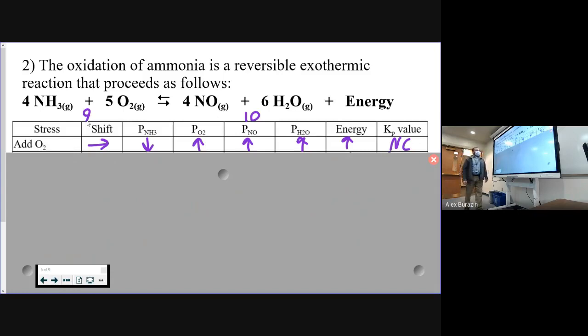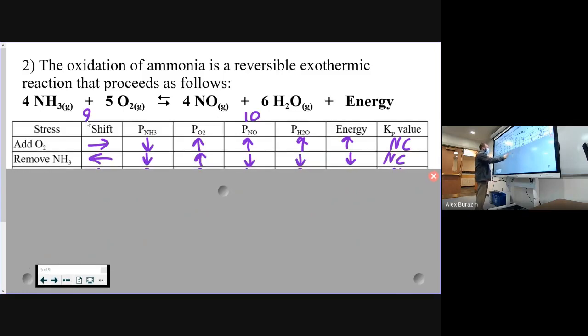Okay. First one, oxygen goes up, we shift to the right. That's the first number I put in. That's the second arrow I put in. All the other ones change based off of that. Questions there? Removing NH3. Questions there? Yes, Ben? I have a question about the first one.